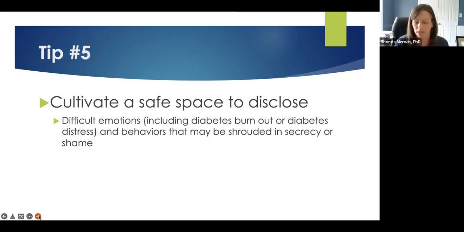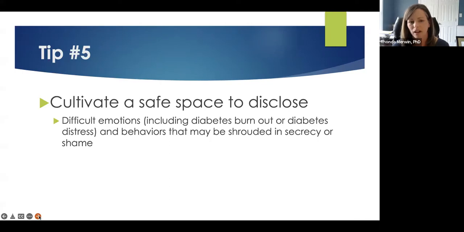So creating a safe place where people can disclose these kinds of struggles, and where they can disclose difficult emotions, right? That diabetes is hard, or that they're burned out and have really just stopped doing things. Diabetes burnout and diabetes distress, if you look at the eating disorder literature, have a high correlation. So a place where they can report difficult emotions either around diabetes, eating, or weight, or disclose behaviors that they might otherwise want to hide.